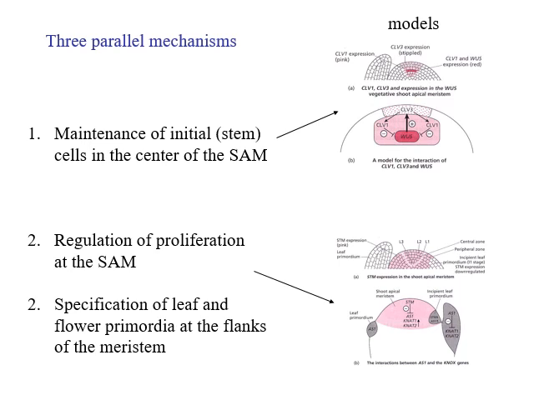I'm going to go into 3 parallel mechanisms in the organization of the shoot apical meristem. First, maintenance of the initial cells or stem cells in the center of the shoot apical meristem. I already talked about that a little bit. Then secondly, the regulation of proliferation at the shoot apical meristem. And this should have been a 3 here: specification of leaf and flower primordia at the flanks of the meristem.